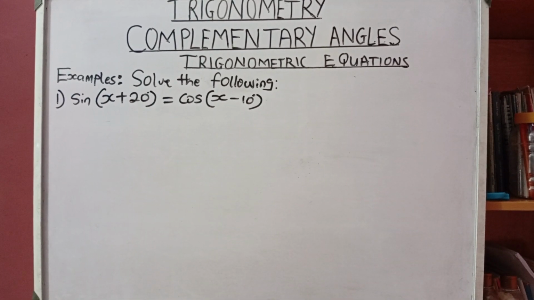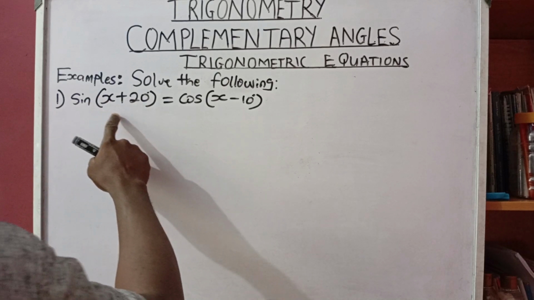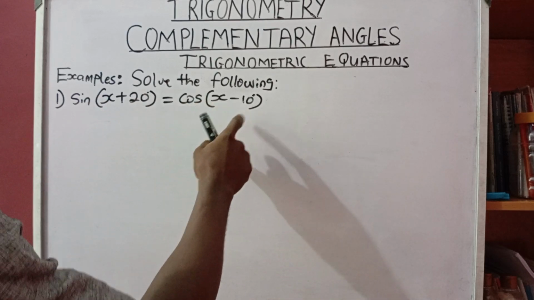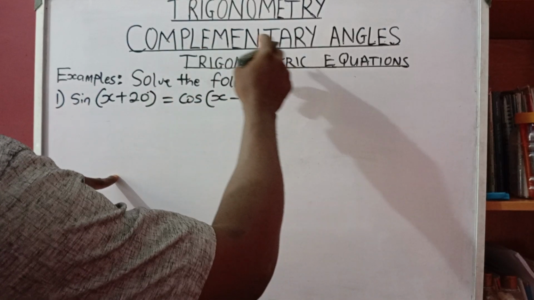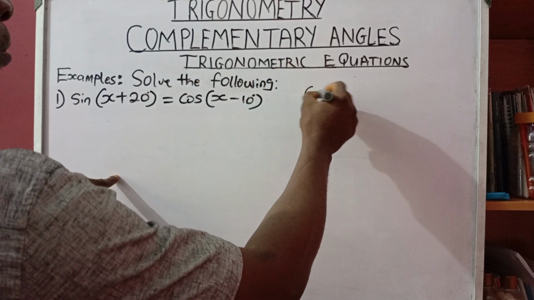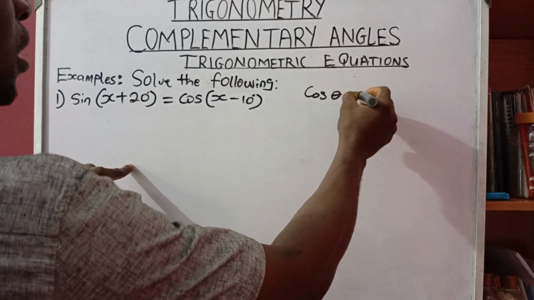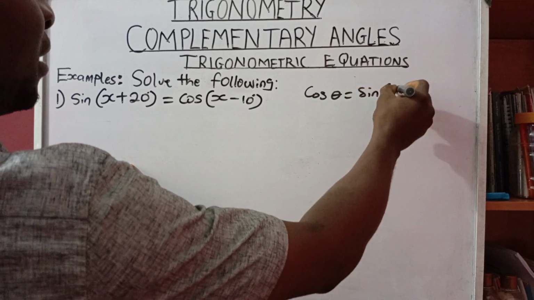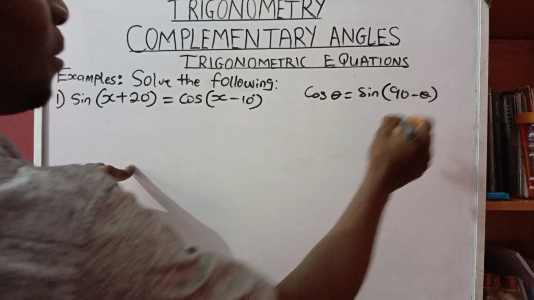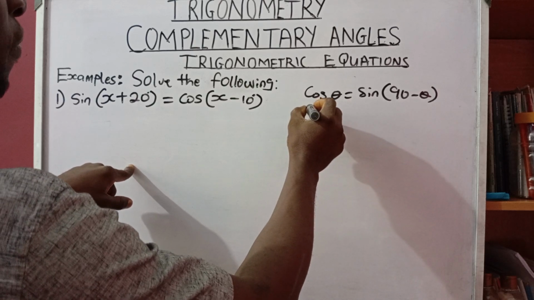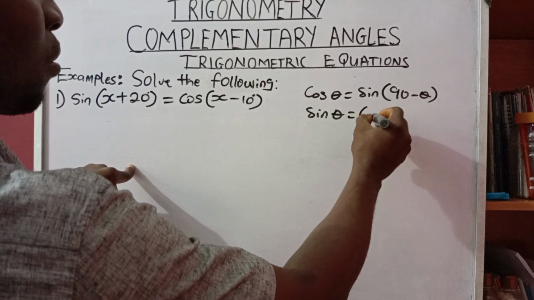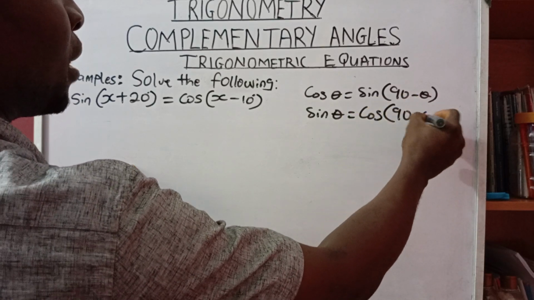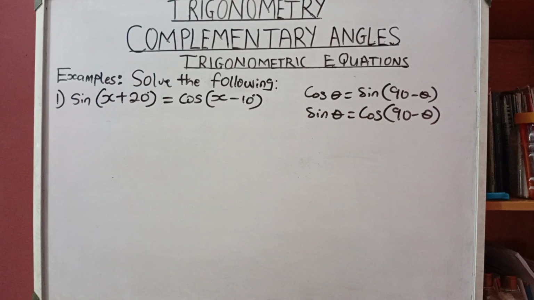For question number one, we have sin(x + 20°) = cos(x - 10°). Recall the formula that we introduced earlier regarding complementary angles. We have cos θ being equal to sin(90° - θ). Then again, we also have the other formula, which is sin θ equal to cos(90° - θ). These are the two equations that will help us to resolve this problem.